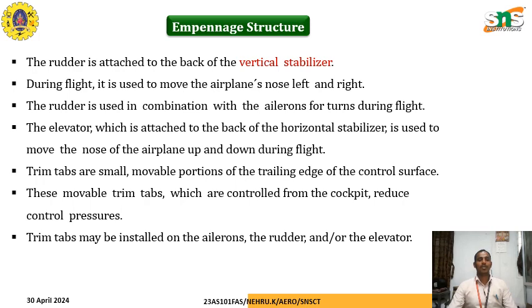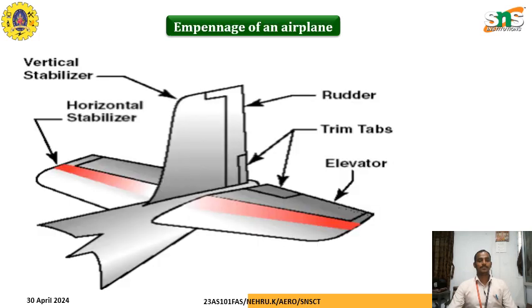Trim tabs are small movable portions of the trailing edge of the control surfaces. These movable trim tabs, which are controlled from the cockpit, reduce the control pressures. Trim tabs may be installed on the aileron, the rudder, or the elevator.